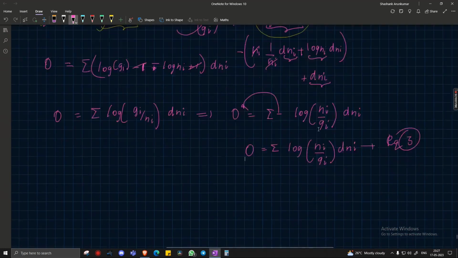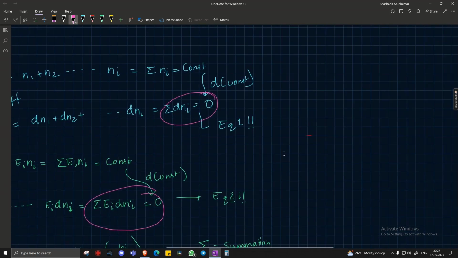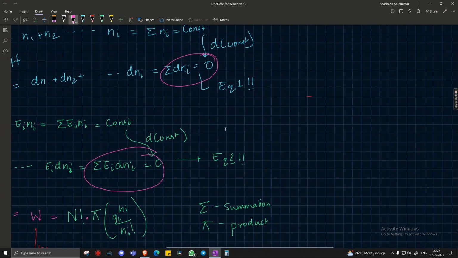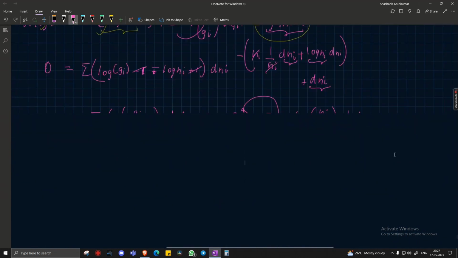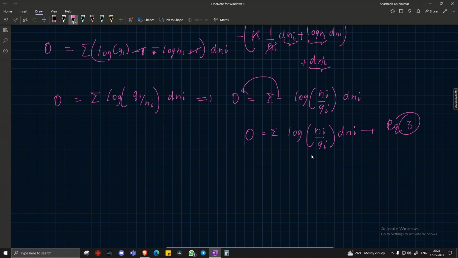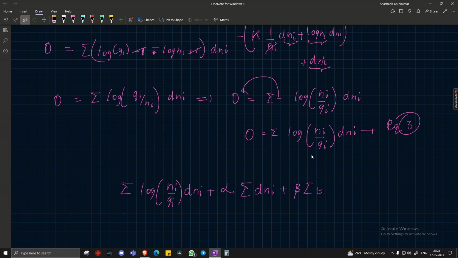I'm going to take all the 3 expressions and multiply each with some factor, and that will again be equal to 0. I'm taking sigma dni from here, sigma ei dni from here, and from here I'm going to take my final expression, which is sigma log ni by gi dni. So sigma log ni by gi dni plus some factor alpha times dni plus some other factor beta times sigma ei dni. Now since all these are equal to 0, this thing will be 0.